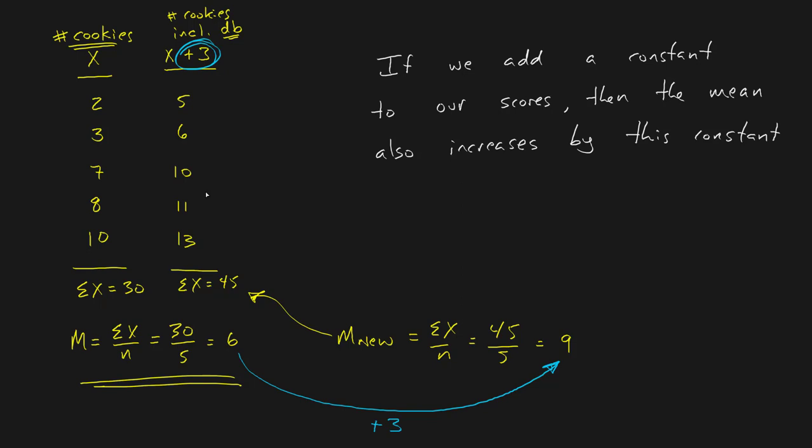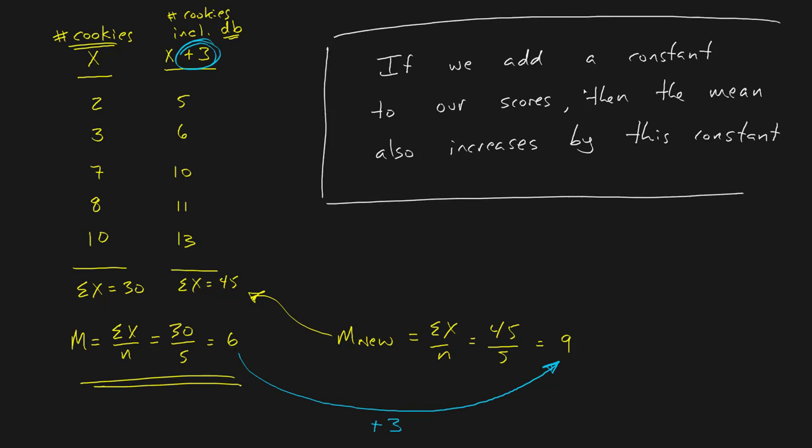If I added 100 to each of my scores, instead of having a mean of 6, I would have had a mean of 106. Now, we can generalize this too beyond just addition. Instead of if we add, it could be if we add or subtract a constant to our scores or from our scores. So actually, let me rewrite this.